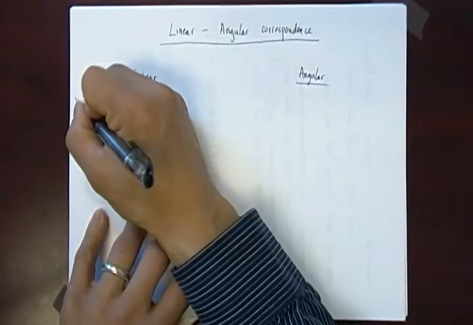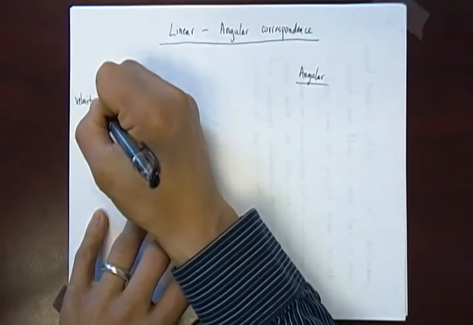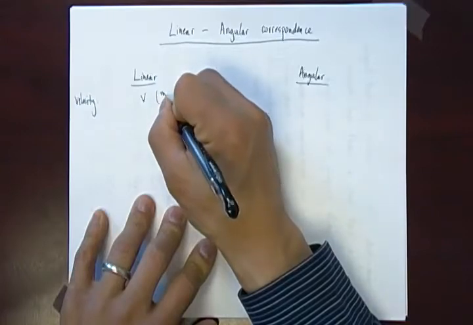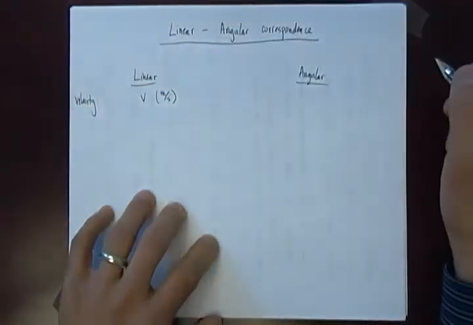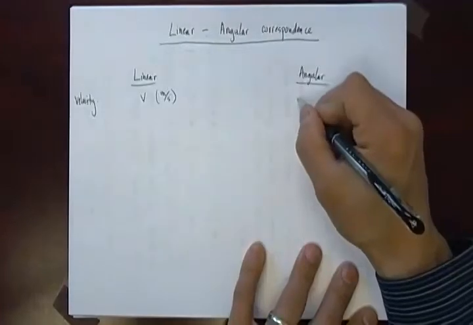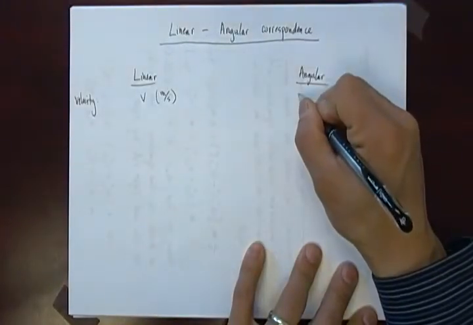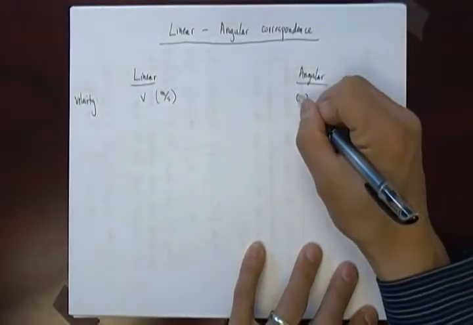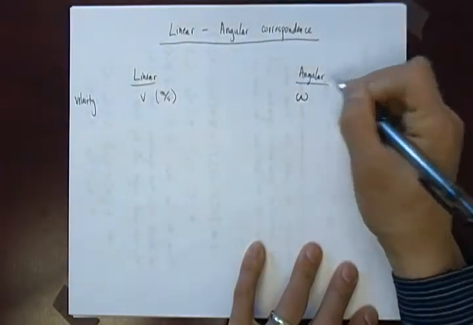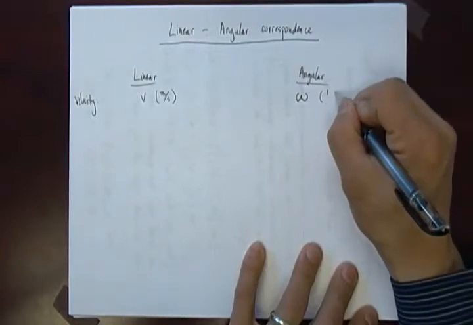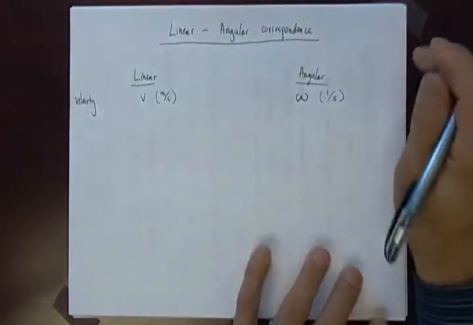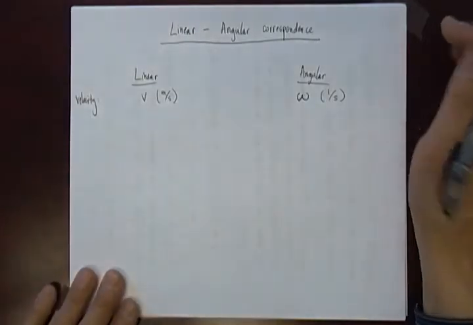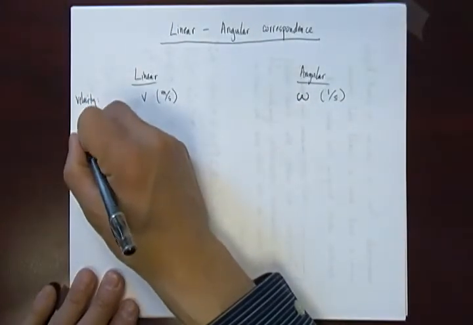Okay, so first of all, let's consider velocity. For velocity, we call this v, and the units are meters per second. And for angular velocity, over here in the angular case, the symbol is small omega, and the units are radians per second, or I'll just write the lazy way, 1/seconds. Okay, next comes acceleration.